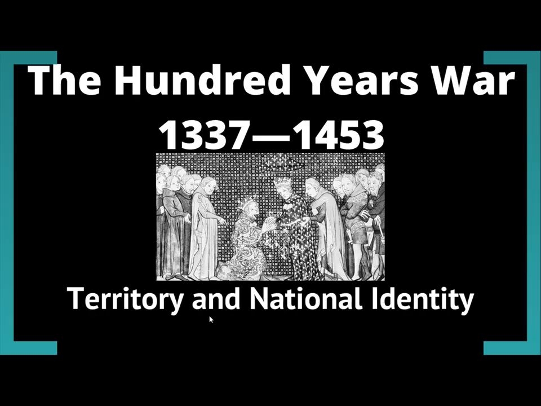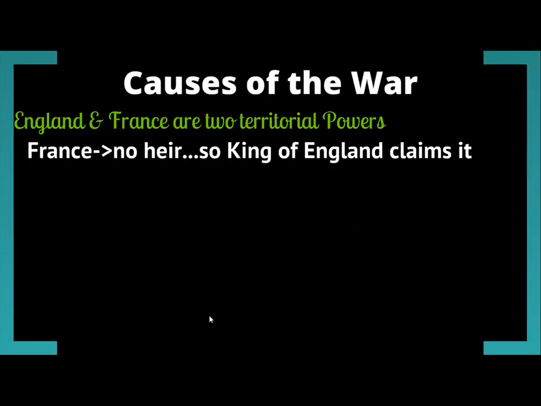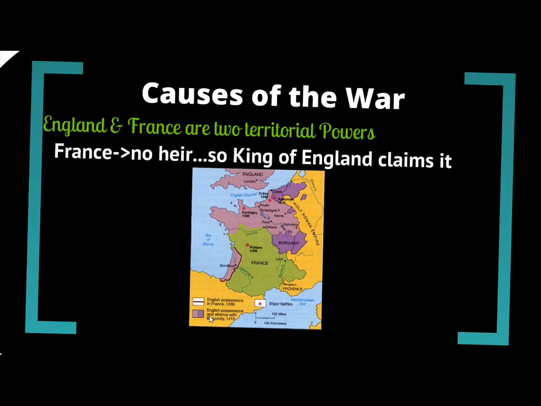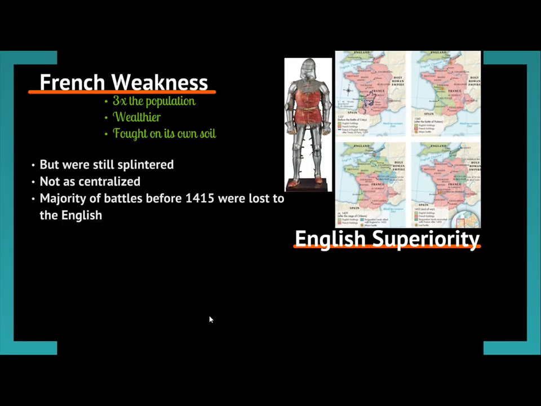So 1337 to 1453. Causes of the war. England and France, they're two territorial powers. They are not going to get along. France at the time has no heir to take over the country, so the King of England is like, yo, it's mine now. Naturally, the French people are not super excited that an English king is going to come take their territory, so they fight back.